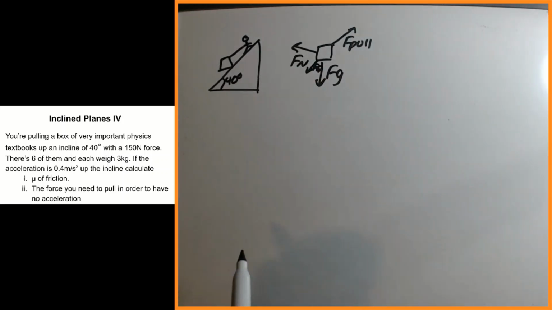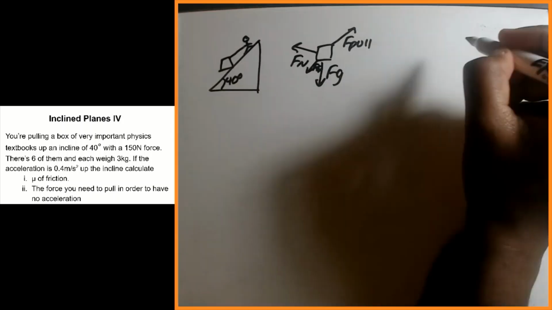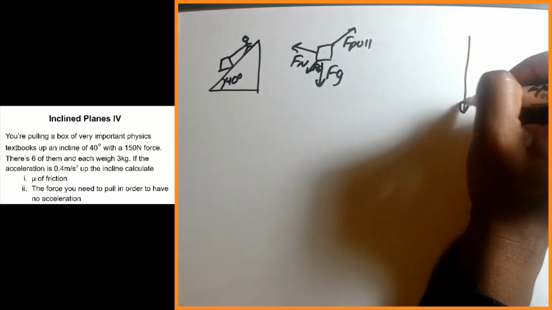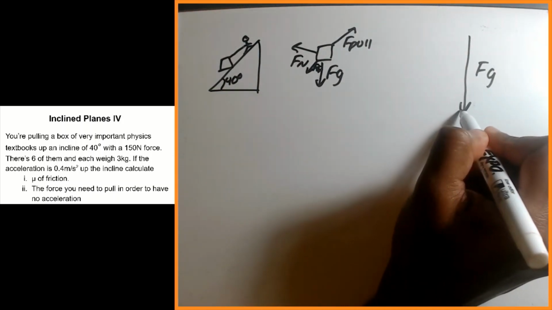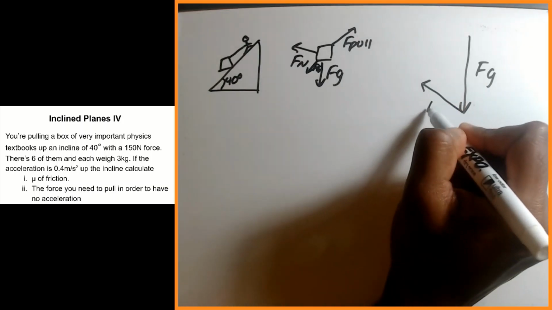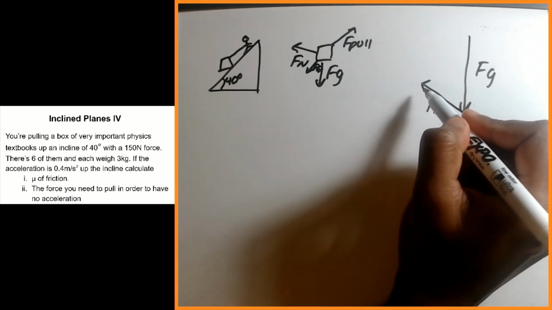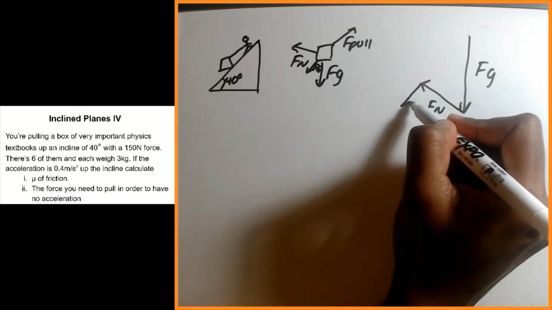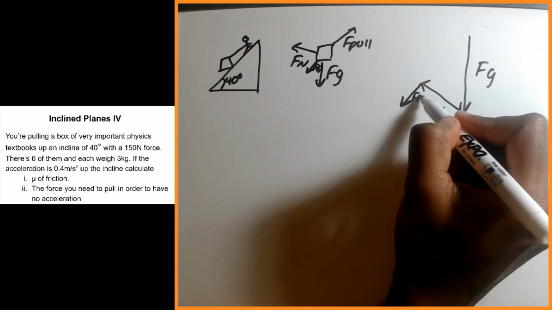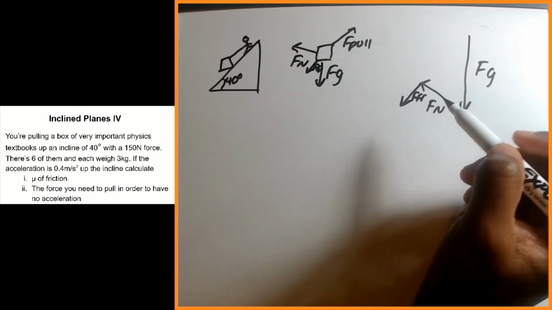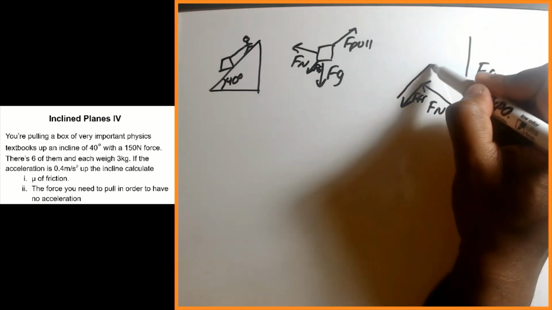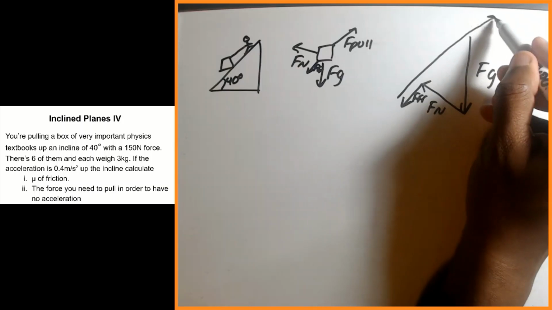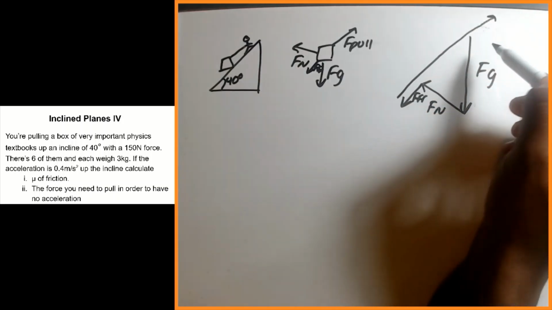There. So let's go ahead and draw a vector addition diagram of this. So you have the force of gravity going straight down. Then you can draw Fn like this. Then let's draw the friction force like that. And then you have the pulling force that's going to start right here and go all the way up past the Fg vector.